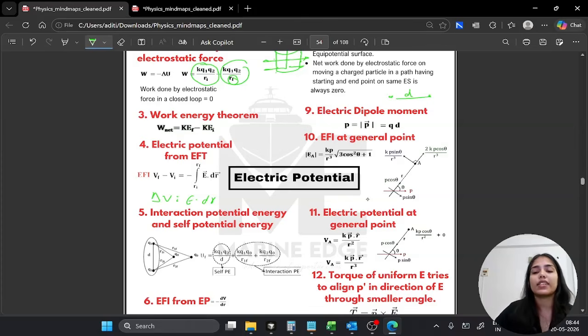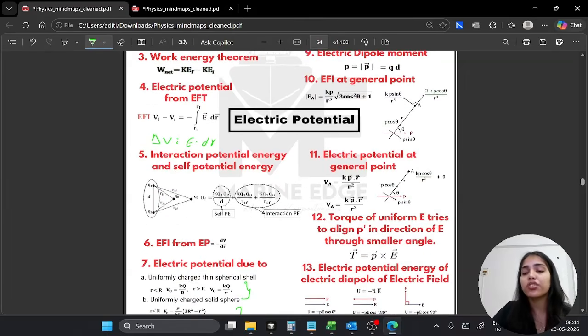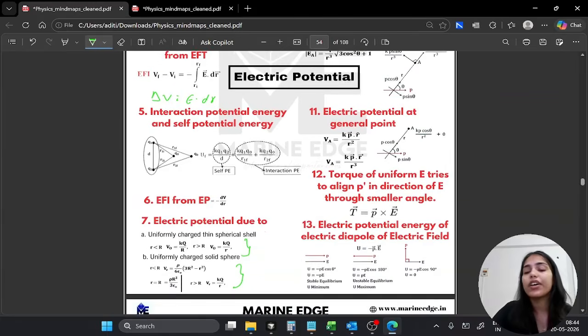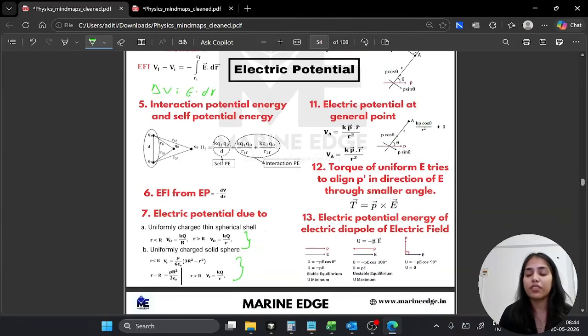Okay. Next, electric potential at a generic point. If you have some random point, this is the formula for it. Torque, again, the torque because of the electric field. So let's say this is your dipole. The positive charge will experience an upward force, the negative charge will experience a downward force. Because of that, there is a torque present there, right? And what is the formula for torque here? P cross E. P is the dipole moment and E is the electric field.